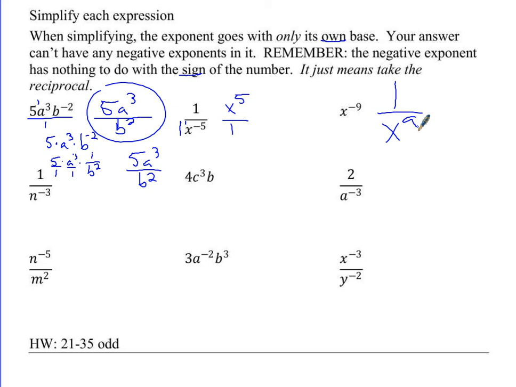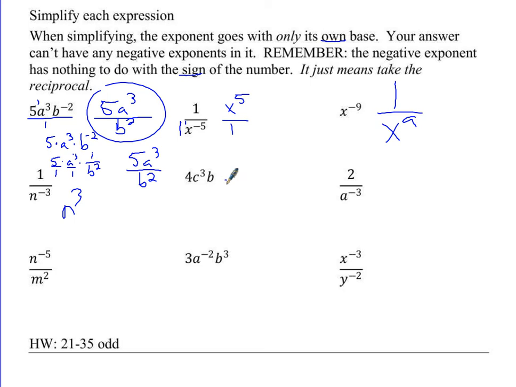What about 1 over n to the negative 3rd power? This guy, next row. What do we get? N to the 3rd over 1, that's correct. Notice that n to the 3rd over 1 is the same as n to the 3rd. And also, a negative exponent tells me to take the reciprocal, and the reciprocal of this is 1 on the bottom, n to the 3rd on the top.